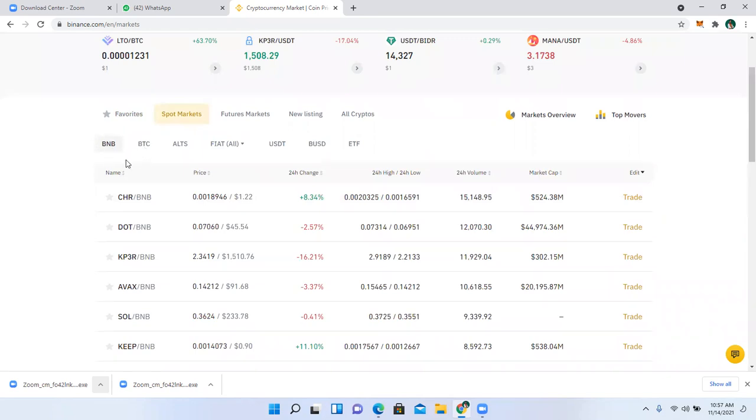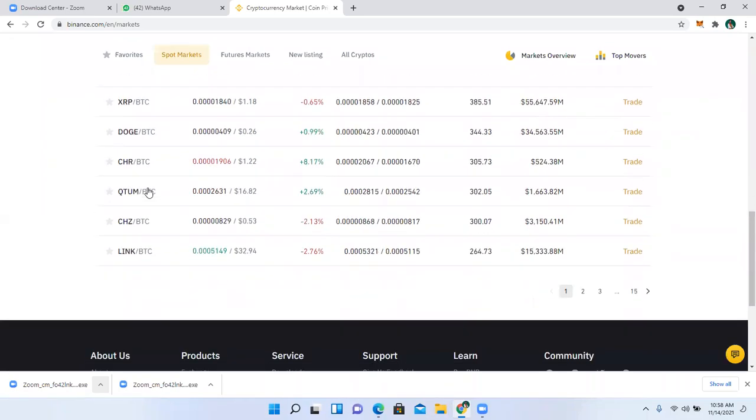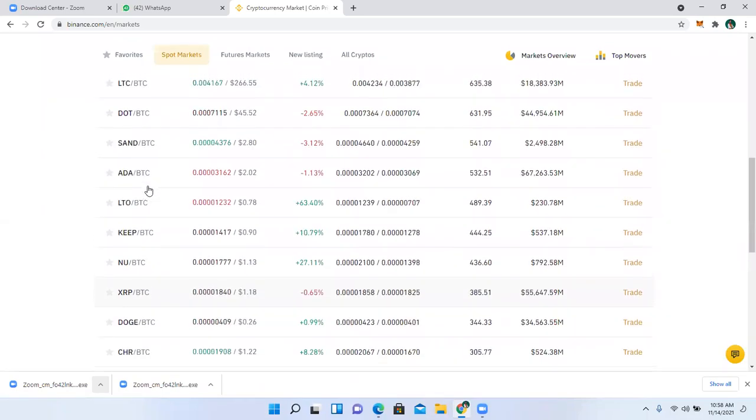Now, as you can see here, we have BNB, we have BTC, we have ALTS, we have Fiat, USDT, BUSD, ETF. These are called base pairs, meaning that you are always changing a particular token to any of these pairs. If I want to see all the BNB pairs, I just need to click on BNB. If I want to see all the BTC pairs, I just click on BTC. You can see that everything here is BTC. So if I'm not sure of a particular pair, I can just come here and check if it's actually available.